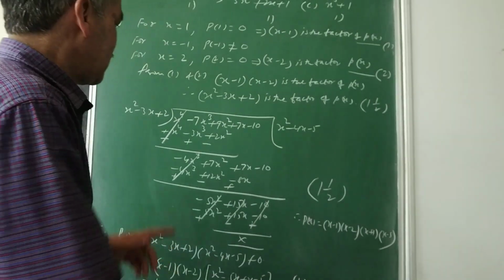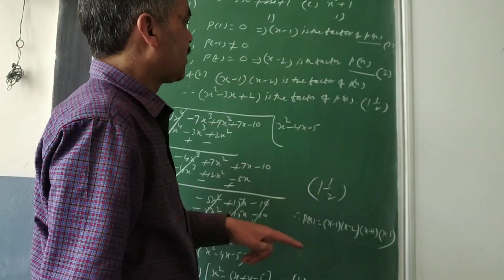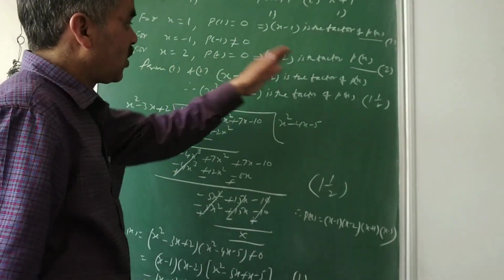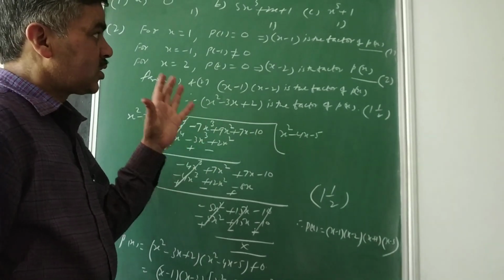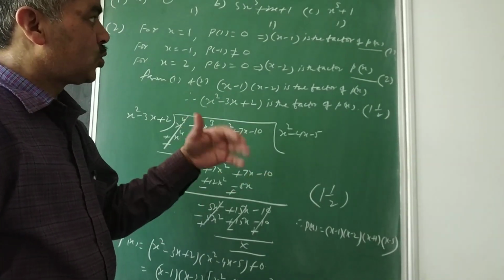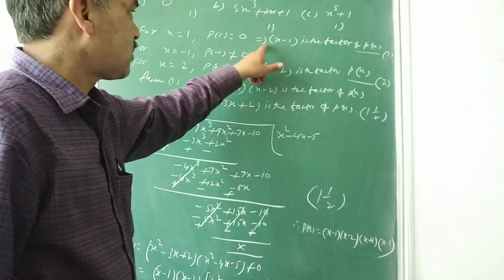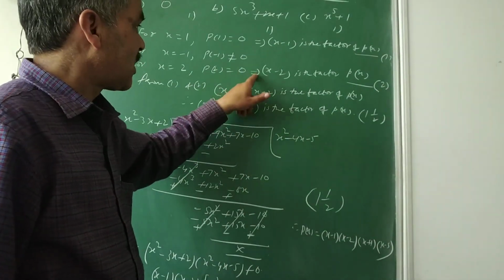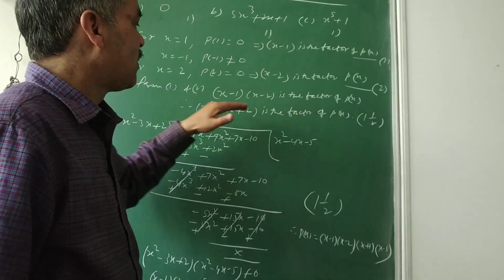this p(x). Now the power here is 4. I have got x minus 1 and x minus 2 as factors. So therefore their product will also be a factor of this polynomial. Like 2 is a factor of 6, 3 is also a factor of 6. So 2 into 3, that is 6, will definitely be a factor of 6. So if x minus 1 is a factor of p(x) and x minus 2 is a factor of p(x), their product will also be a factor of p(x).